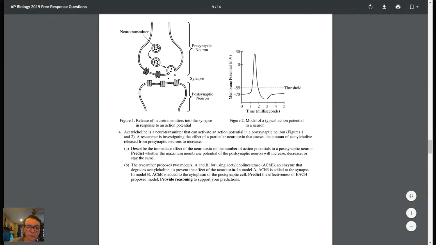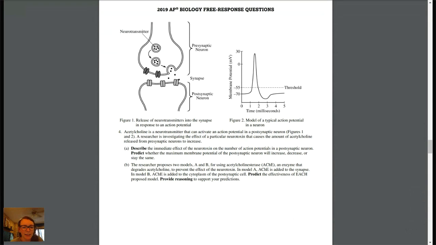4. All right, acetylcholine is a neurotransmitter that can activate an action potential in a postsynaptic neuron. A researcher is investigating the effect of a neurotoxin that causes the amount of acetylcholine to increase.